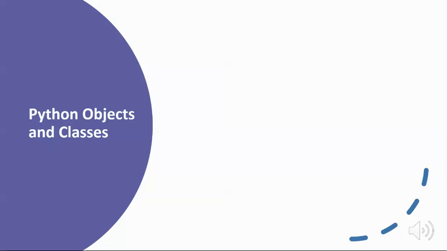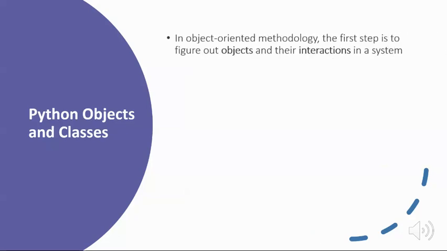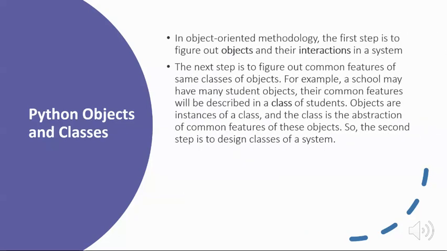In object-oriented methodology, the first step is to figure out objects and their interaction in a system. The next step is to figure out common features of the same classes of objects. For example, a school may have many student objects. Their common features will be described in a class of students. Objects are instances of a class, and the class is the abstraction of common features of the objects. So, the second step is to design classes of a system.